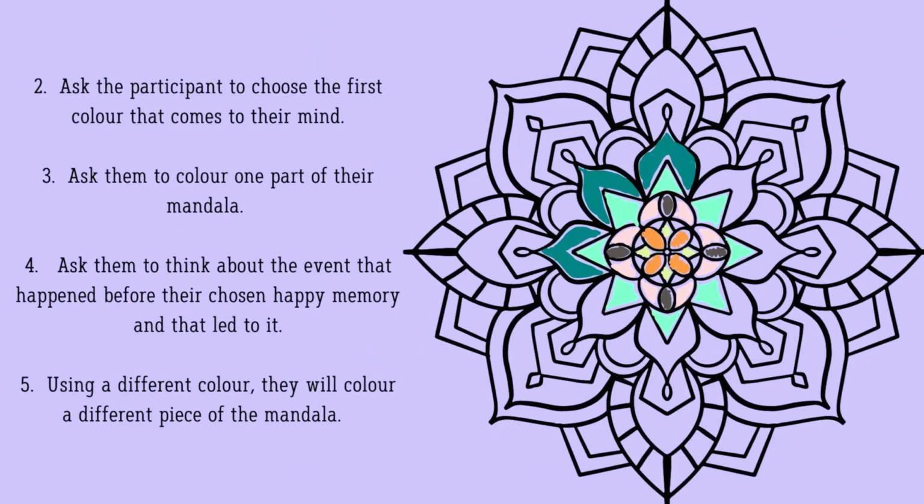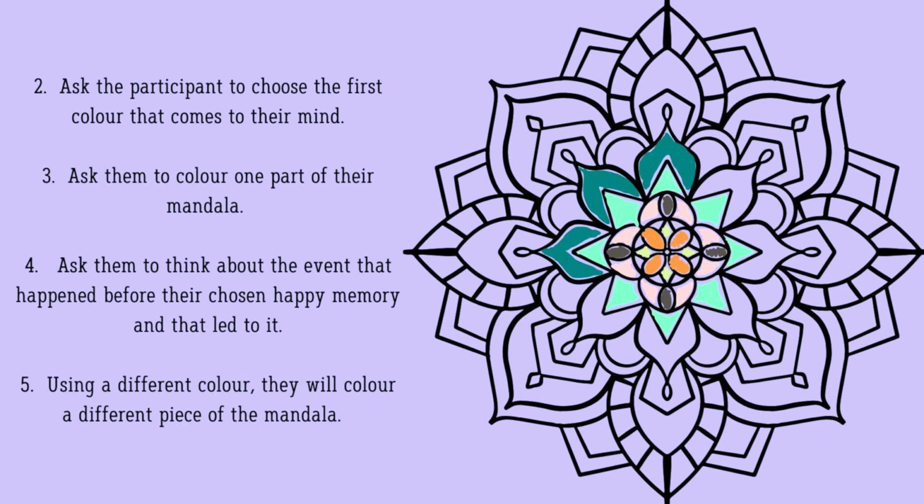Ask the participant to choose the first color that comes to their mind and to color one part of their mandala. Now, ask them to think about the event that happened before their chosen happy memory and that they think led to it, and to color a different piece of the mandala with another color. For example, my happy memory is a walk in the park with my friend, and the event that led to it might have been a message from my friend asking to spend some time together because they were in a bad mood.